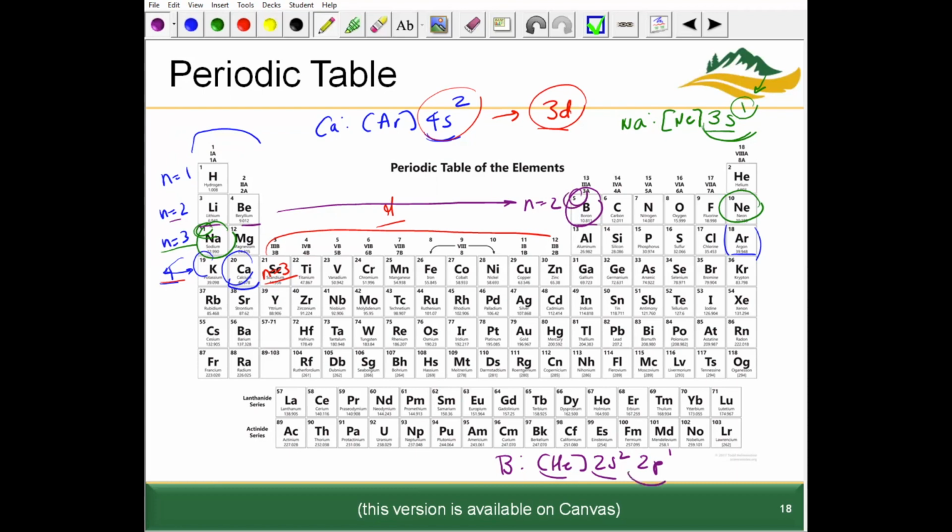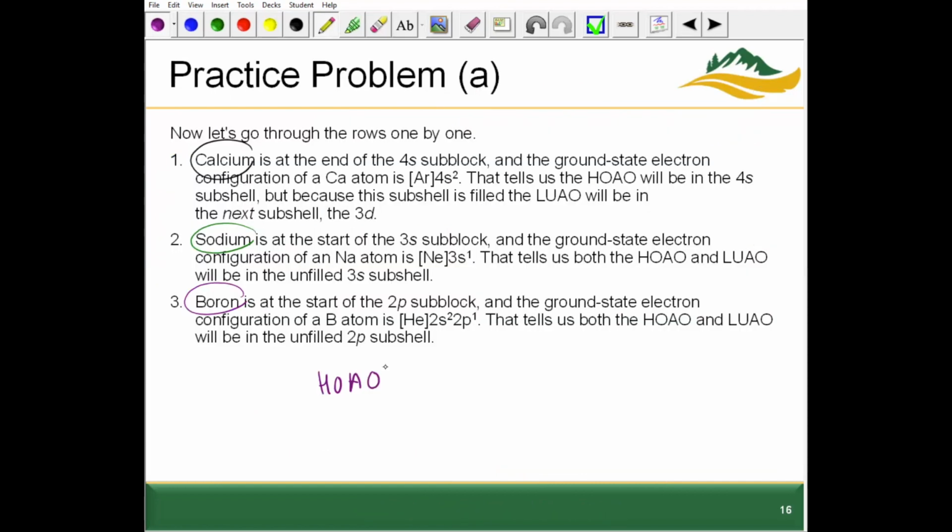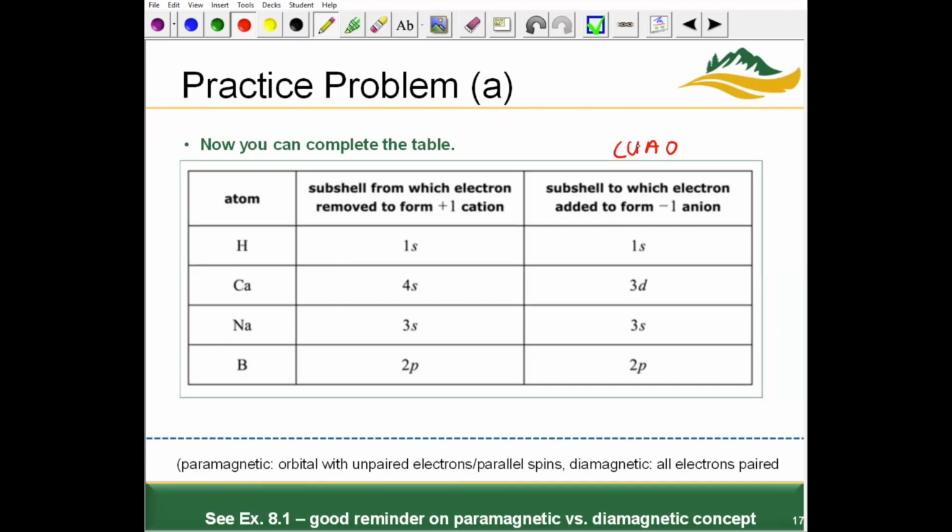That matches up with neutral boron. We could remove this electron from 2p. We could also add on an electron here because 2p subshell is not filled for boron. So for the highest occupied atomic orbital, this is where we would remove an electron. For the lowest unoccupied atomic orbital, that's where we'd have to add on an electron. So adding on, we're looking at the lowest unoccupied atomic orbital. To remove an electron, we need that to be occupied with some electrons so we can take it away. So we're looking for the highest occupied atomic orbital. These were given to us in the problem.